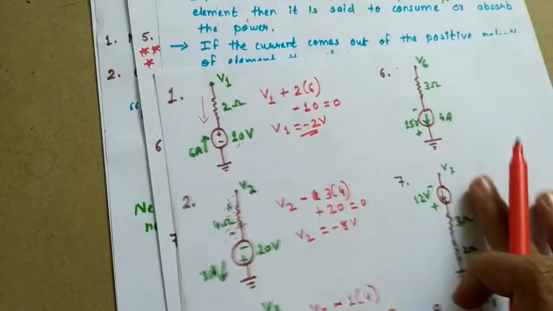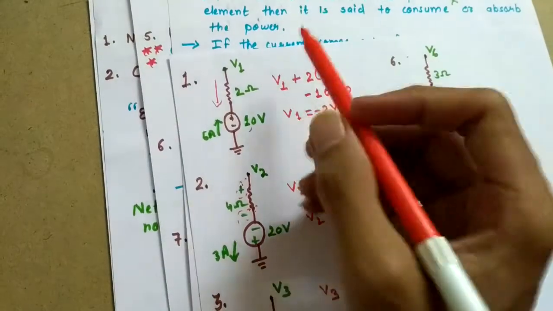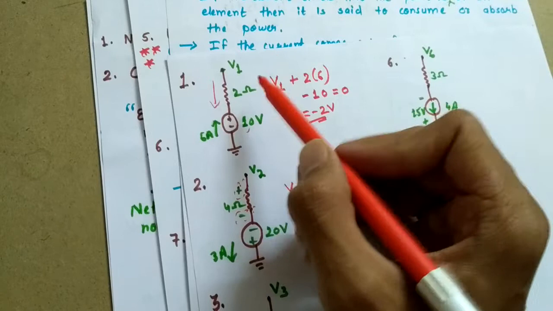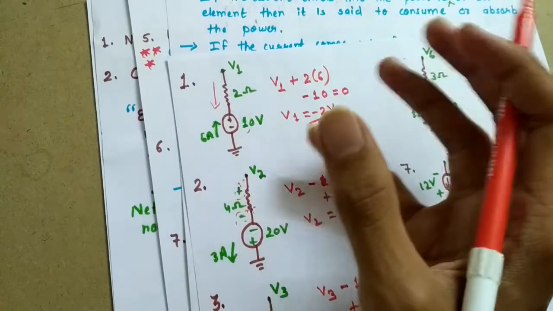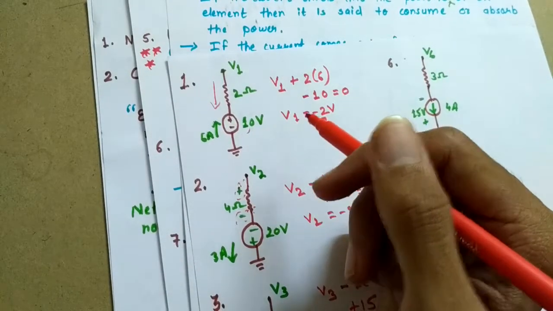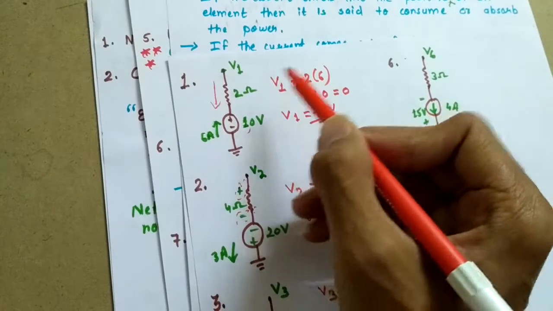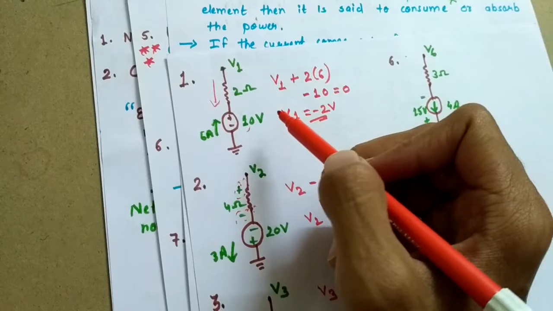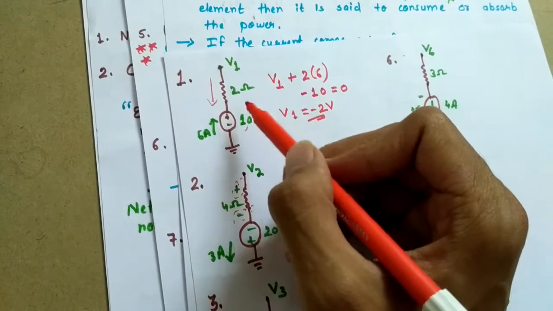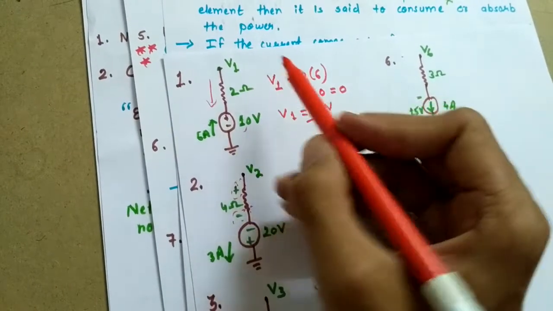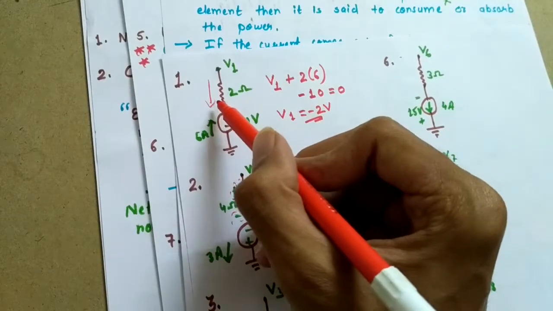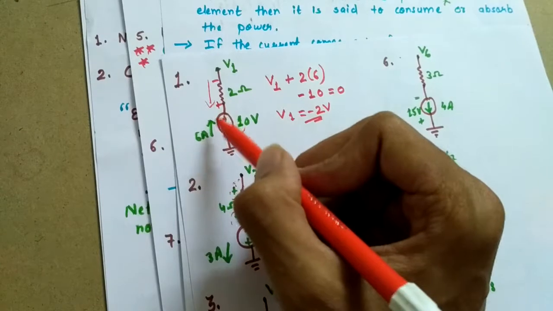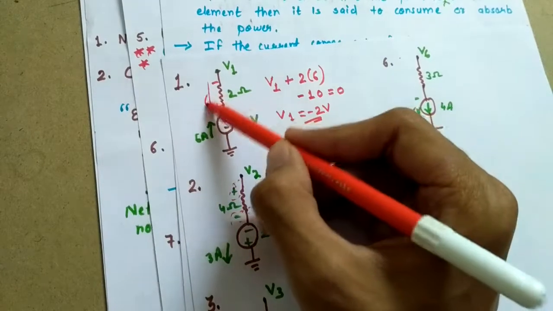Now let me clear how these signs are put. We always know that a resistor is a thing over which the voltage will drop. Voltage drop means it will absorb. As per the discussion in previous lectures, the element will absorb power if and only if the current enters the positive terminal. So obviously this is plus and this is minus, because the current is entering the positive terminal. This is the direction in which we are moving.